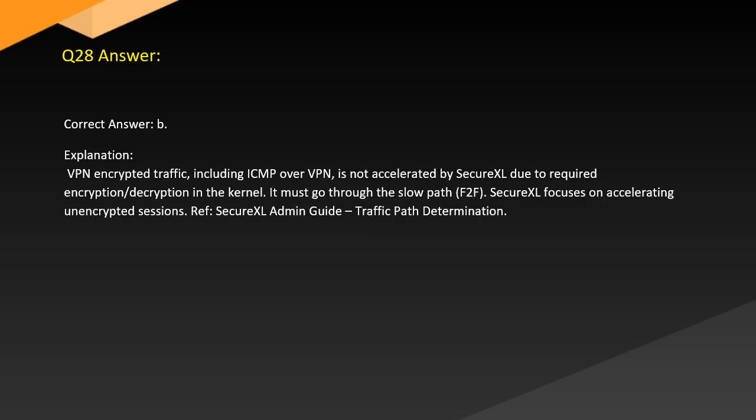Answer. Correct answer: B. Explanation. VPN encrypted traffic is not accelerated by SecureXL due to required encryption in the kernel. It must go through the slow path. SecureXL focuses on accelerating unencrypted sessions. Ref: SecureXL Admin Guide, Traffic path determination.